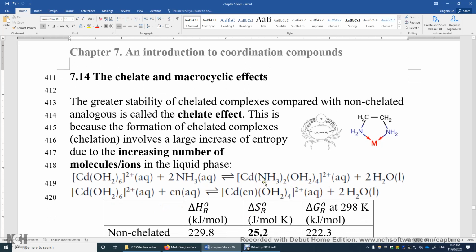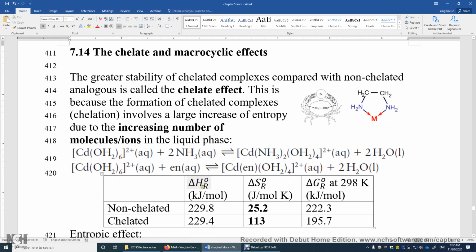So they really look similar to each other. In both cases, 2 cadmium-oxygen bonds are replaced with 2 cadmium-nitrogen bonds. So supposedly the energetic effects are similar in these 2 reactions. And it is indeed the case. If you just look at the enthalpy of reaction, they are very close to each other. However, if you look at the entropy of the reaction, these 2 differ significantly. One is 25, the other is 113. In the chelated reaction, the entropy increase is much more significant.